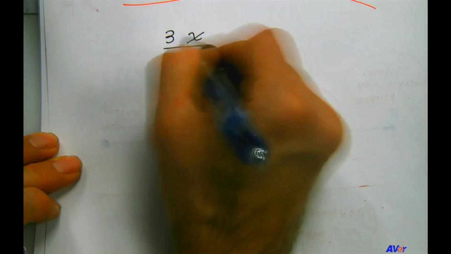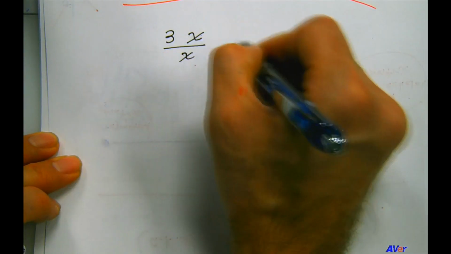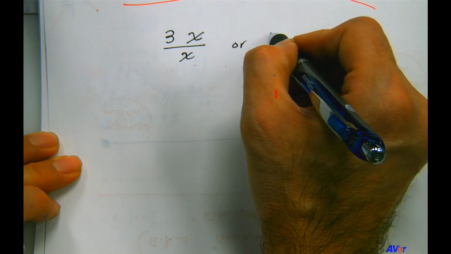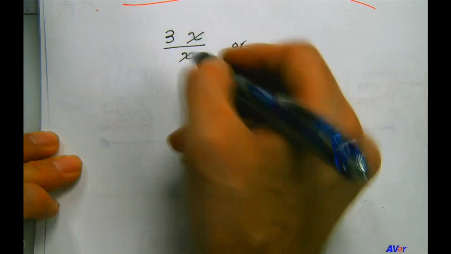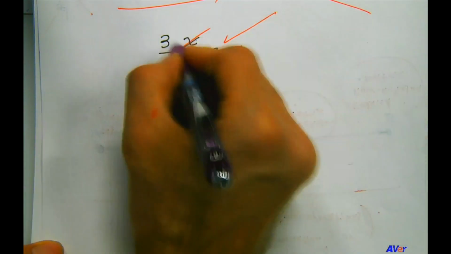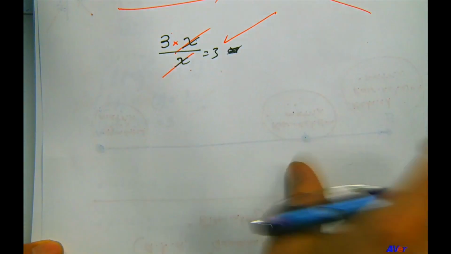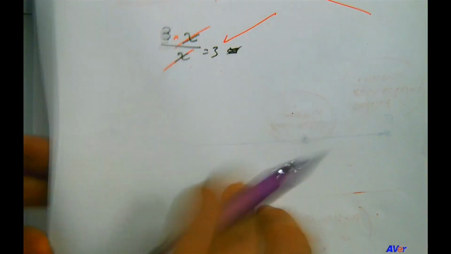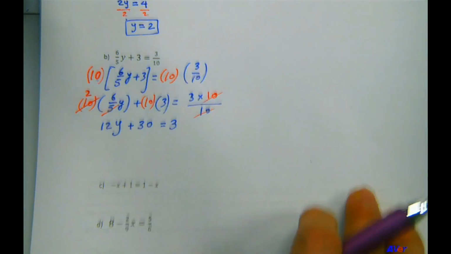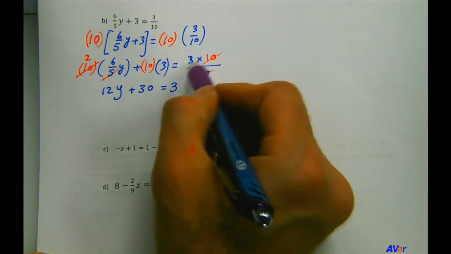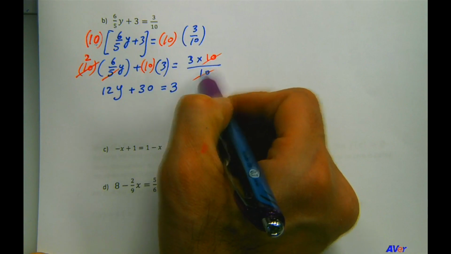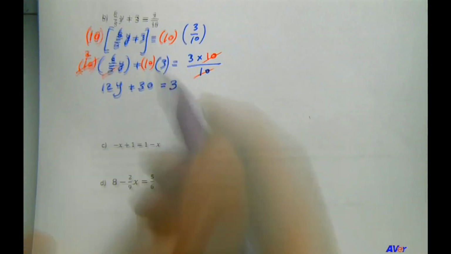If you have 3x over x or something like that, then you can cancel the x's and you end up with 3. This is allowed. Why? Because terms are being multiplied by each other. Okay, this is very, very important to remember. So here, the 10 being multiplied by 3 and the 10 in the denominator cancel each other out. We end up with 3.